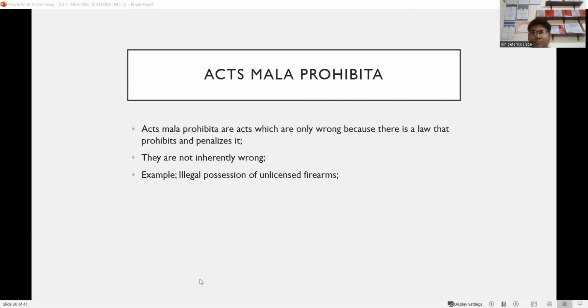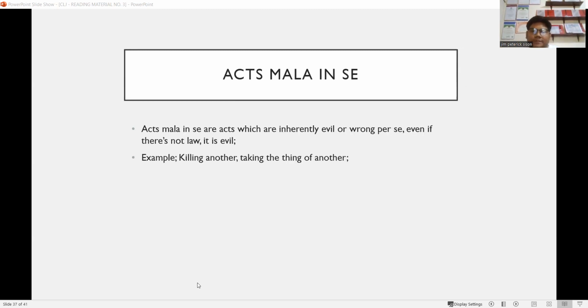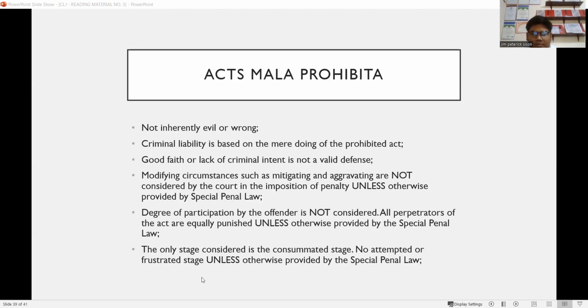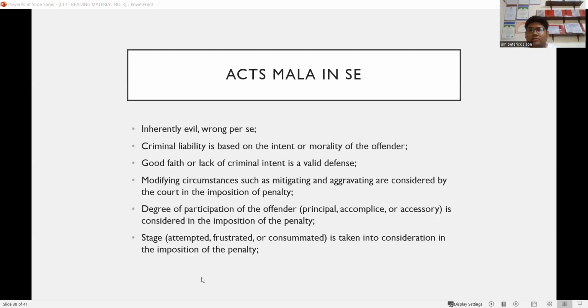And most of the crimes punished by special penal laws are considered acts mala prohibita because some of them are not inherently wrong. Okay, they are only considered a crime because there is a law that prohibits and penalizes it. So, yes, acts mala in se versus acts mala prohibita. Acts mala in se, like murder, are inherently evil or wrong in themselves.